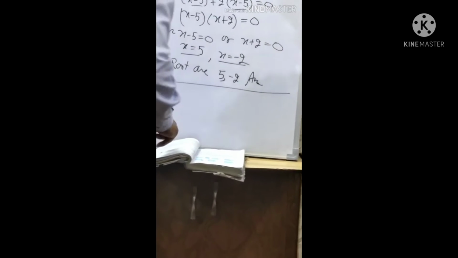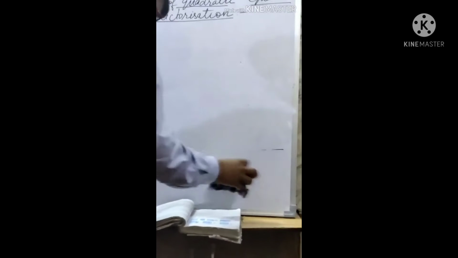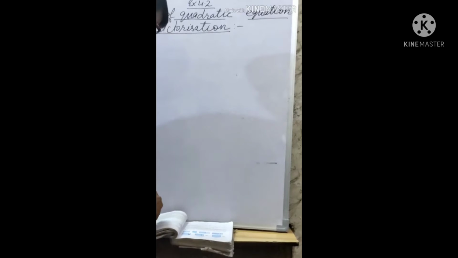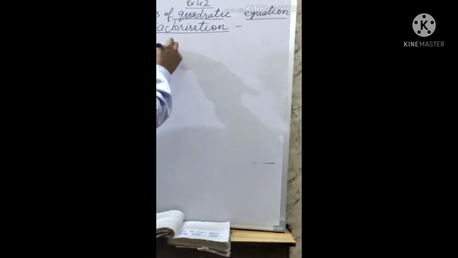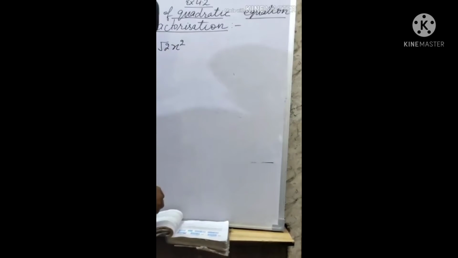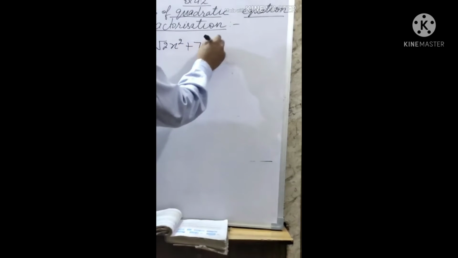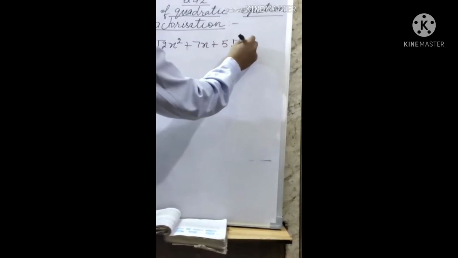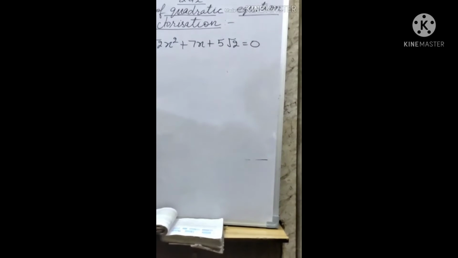So one more part I am taking, the third part, which is a typical part. I am taking that one also. Other parts you will try at home. I am taking the third part. You see the third part here. What is it saying? Find the roots of the quadratic equation by factorization. It is saying root 2 x square plus 7x plus 5 root 2. You see, this is a typical equation.